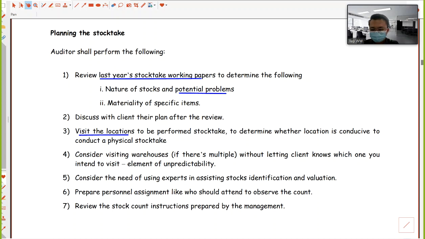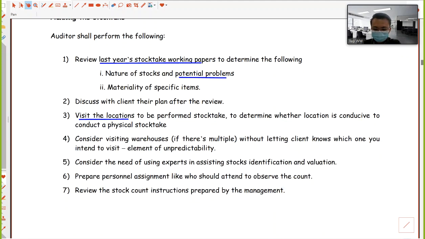This one, your client will surely be very angry with you. Which warehouse you want to visit, you don't want to tell. Early in the morning, you appear in front of the office. Your client will be very angry. Later, they don't pay you the fee. So we don't do this.